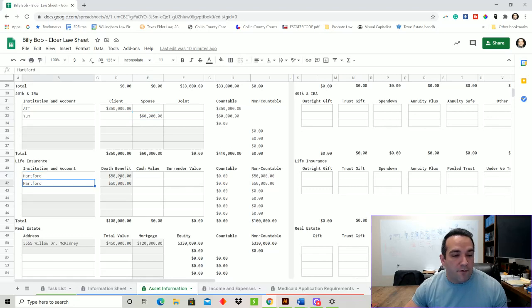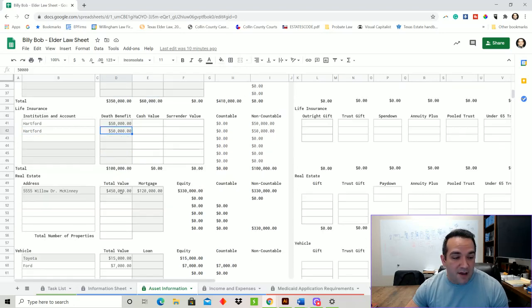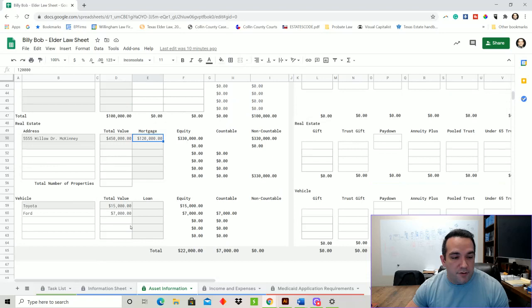We have Hartford. Both of them have a death benefit of a life insurance policy of $50,000. Our real estate, we have a house here worth about $450,000. We have a mortgage of $120,000. Toyota, worth about $15,000. A Ford of $7,000. Okay, so this is our assets.